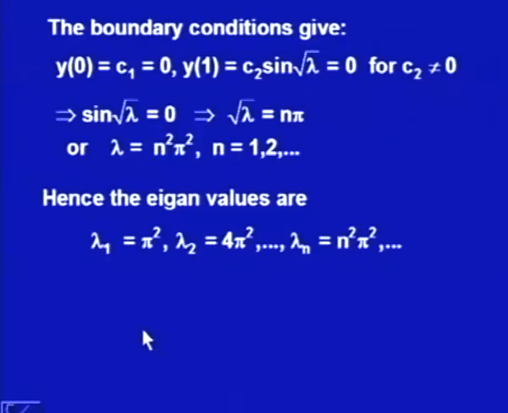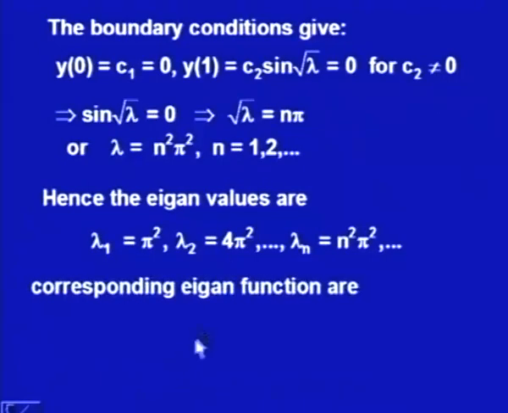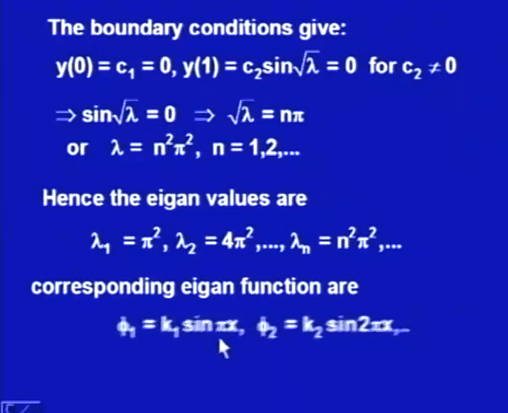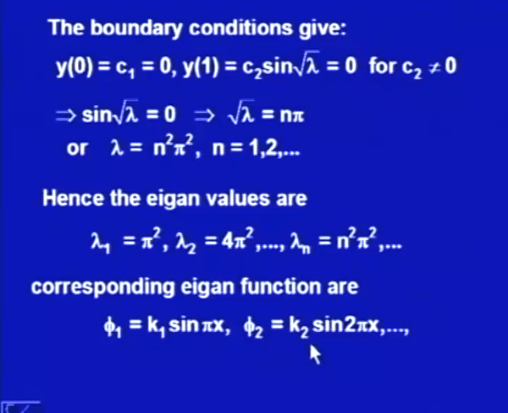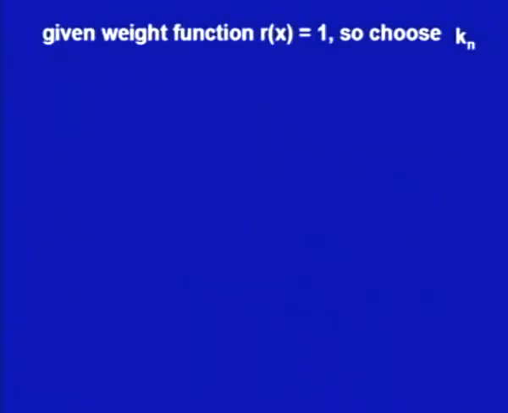And what is our eigenfunction? You see, C2 sin root lambda. So, corresponding eigenfunctions would be phi 1 as k 1 sin pi x, phi 2 as k 2 sin 2 pi x. This C2 I have changed according to lambda 1 and lambda 2; we are writing k 1 and k 2 and so on. Thus, phi n would be k n sin n pi x. Now, we have to choose these k n such that these functions phi n are normal. That is, given the weight function r(x) as 1, we want to choose k n such that the integral from 0 to 1 of (k n sin n pi x) whole squared with respect to x should be 1.